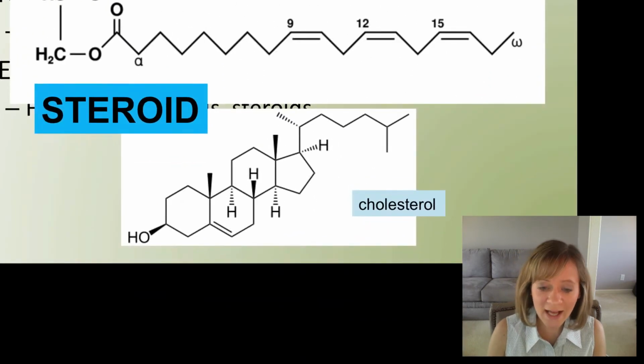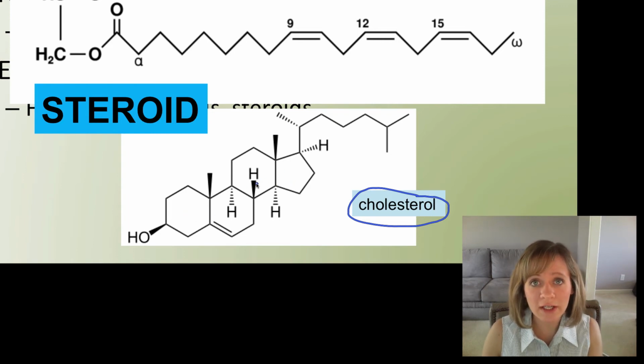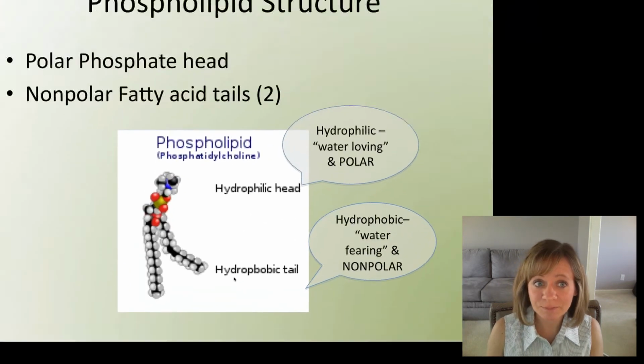A steroid is actually a lipid. A lot of people think of it as a protein, but it's not. It's a lipid. For example, this is cholesterol. It's a lipid, and it is composed of 4 fused rings. So here are 4 fused ring structures. Anytime you see this sort of structure, you know you're looking at a steroid, which is a lipid.